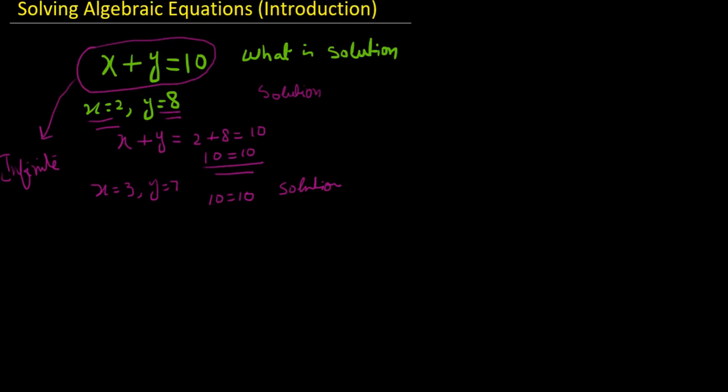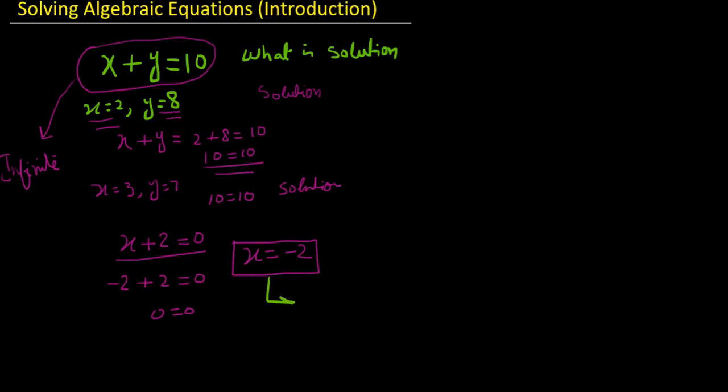On the other hand, if I have an equation of this form, x plus 2 equals 0, what is the value of x which satisfies this equation? Minus 2. If I put minus 2 here, minus 2 plus 2 is 0. So it means x equals minus 2 is the solution of this equation, because it makes the equation true, 0 equals 0. But this solution is a unique solution.